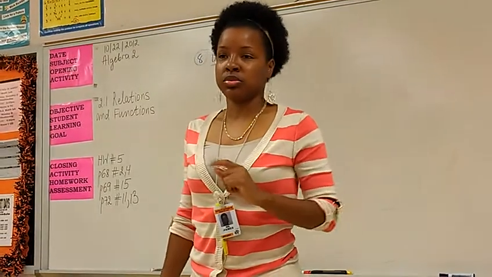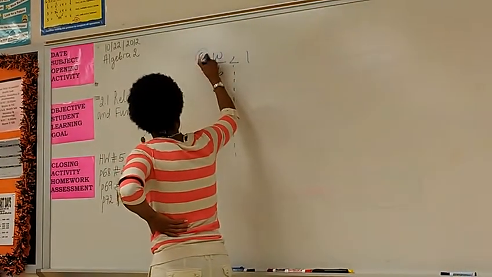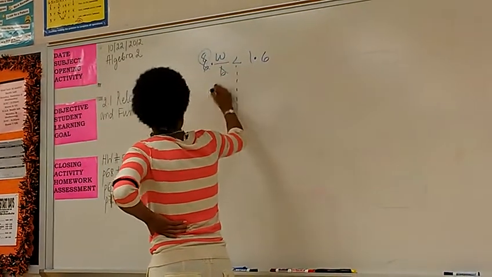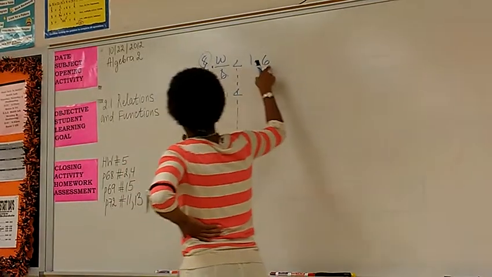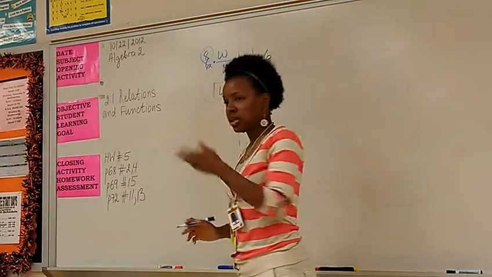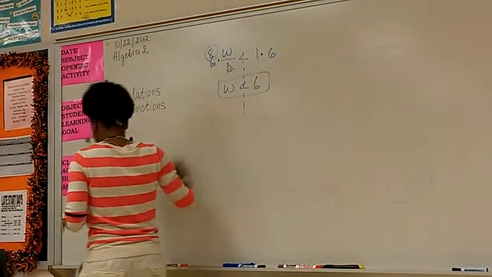So what are you going to do? Multiply. So you multiply both sides by 6. These cancel. You get W is less than 1 times 6, which is 6. So we start off pretty easy, right? Make sure you copy it down.